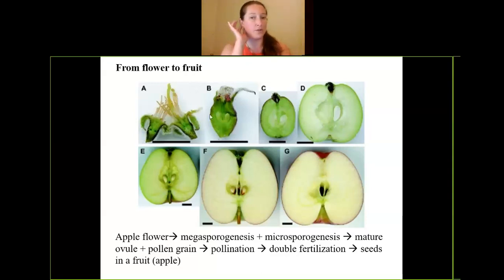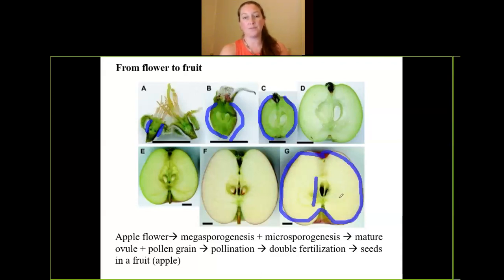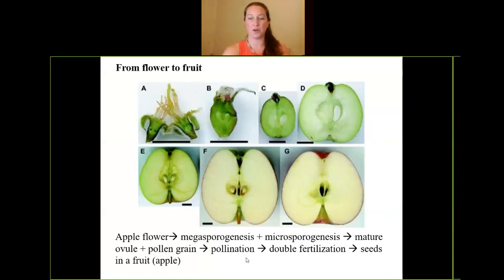Once the ovule is no longer an ovule and it's a seed now, the ovary walls are going to start to swell. So let's look here. Here's the ovary walls. They're going to swell bigger and bigger until ultimately you end up with, in this case, an apple, containing seeds. What do I want you to know here? Mainly that you're getting from a flower to a fruit. That's what I want you to know.